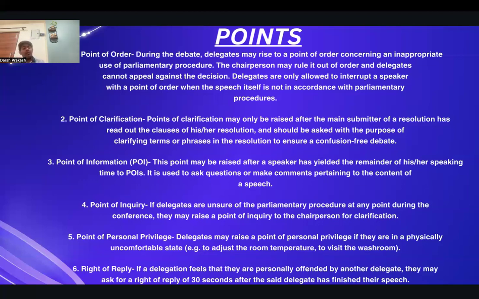Okay. Now coming on to point of inquiry. For example, if you are late in the committee and you are lost, thinking, okay, what is happening in the committee? I do not know anything. What you can do is raise a point of inquiry. You can ask the chairperson, sir, ma'am, please tell me what is happening in the committee. And this is where point of inquiry comes into play. Then you want to ask something, right?